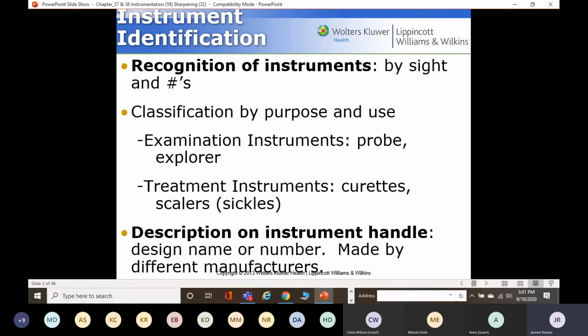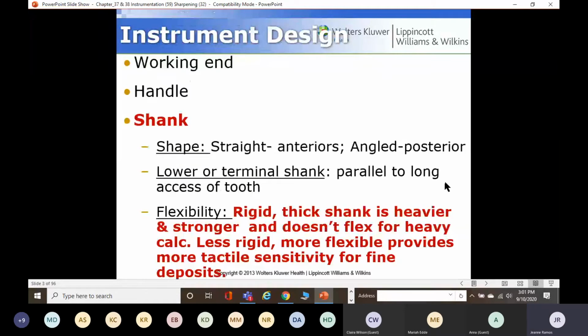Description on the instrument handle, its design, name, and numbers made by different manufacturers. That's why they have different numbers. And of course, you have your working end, your handle, and your shank. Straight shanks are always for the anteriors, and if they're angled, they're posterior.